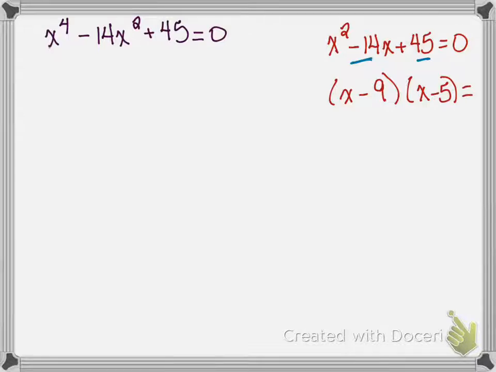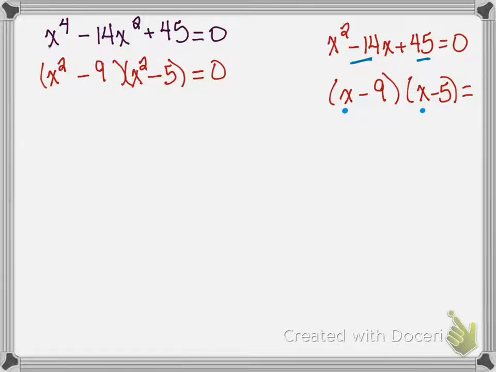Okay? Now, we're going to factor x to the fourth minus 14x squared plus 45 in a very similar way. But instead of putting x, we're going to put x squared. So instead of having this x and this x, we're going to put x squared in both of those spots. We're still going to have minus 9, and we're still going to have minus 5. So I have x squared minus 9 times x squared minus 5. That's what I have.